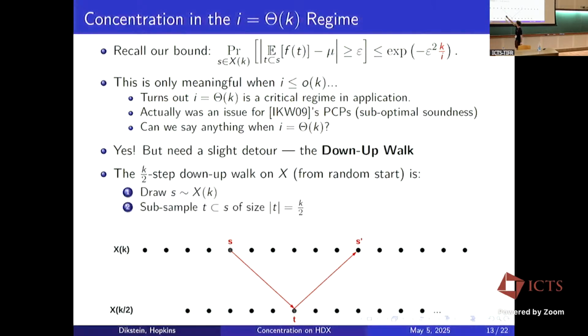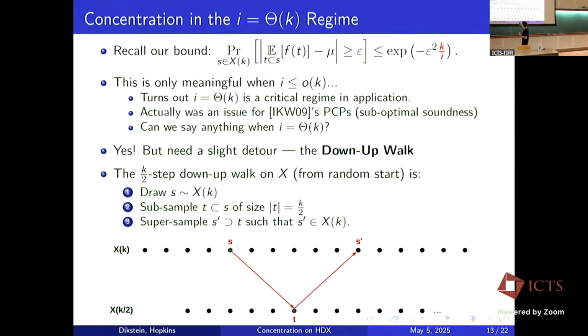I'm going to subsample half of its vertices. So in this diagram, I'm going to move from S down to T. And then I'm going to supersample an S prime that contains T. This is called the down-up walk. We went over it extremely extensively last week. It has nice mixing properties, et cetera, et cetera.